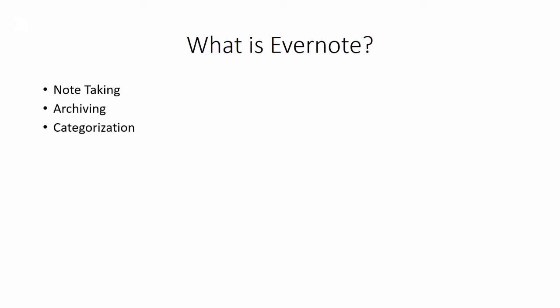And one of the key features in Evernote is that it is made for categorization. That means then that your content will be searchable according to the system that you set up when you put your documents in order.